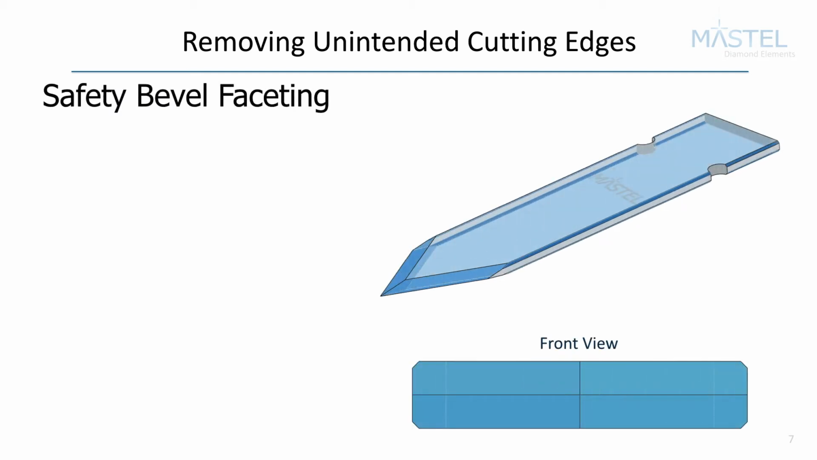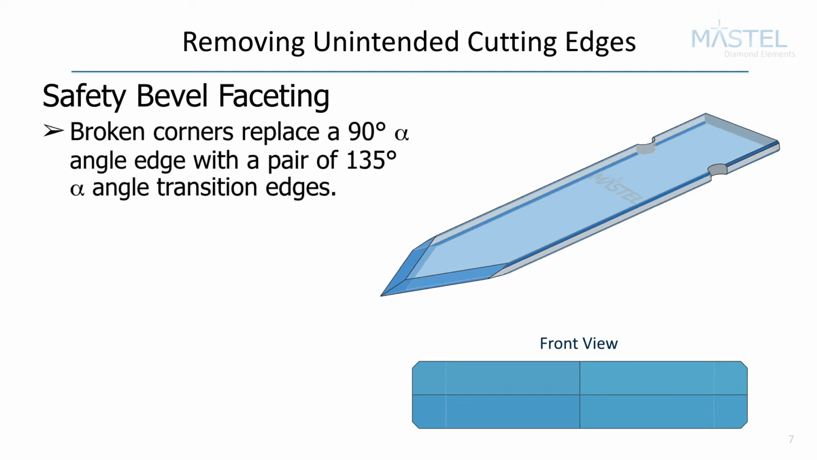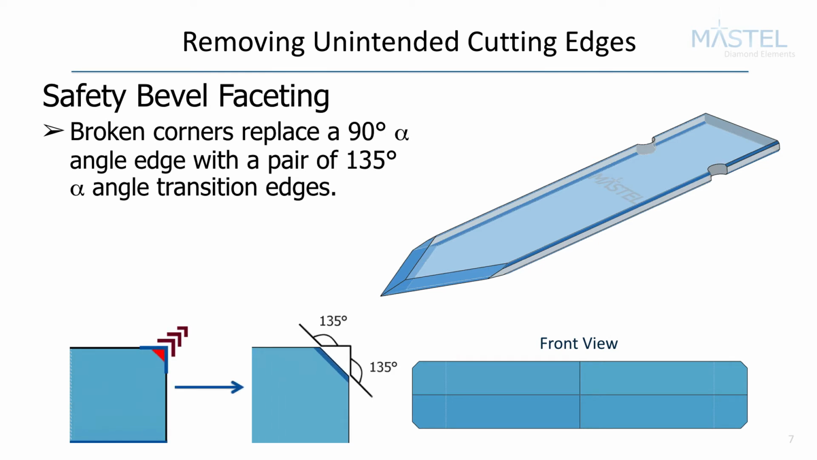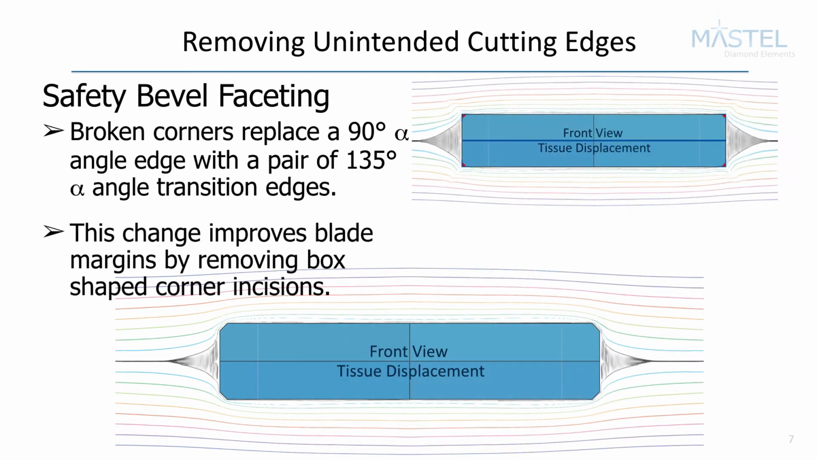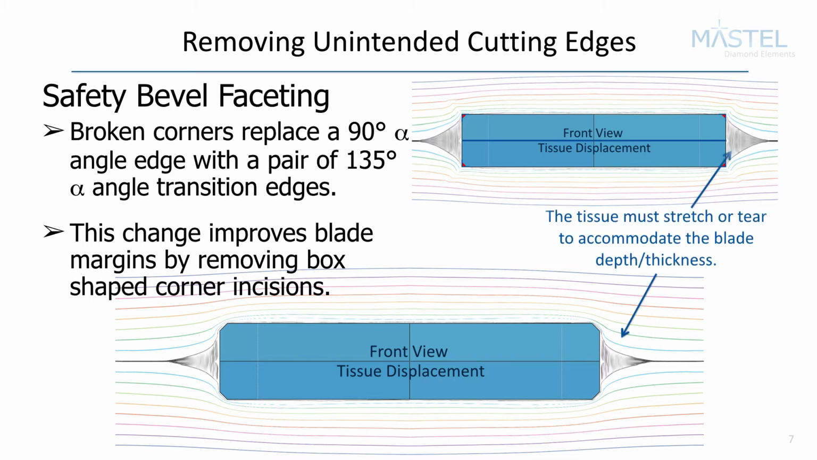So, how do we improve these unintended cutting edges? We improve them with safety bevel faceting. When you add a safety bevel facet, you basically break the corners. By doing so, a 90-degree edge turns into a chamfer with 135-degree edges. As you can see in this displacement diagram, the lines now bend more smoothly over the corners. However, we can optimize even further.